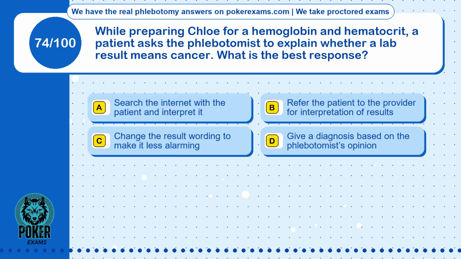Question 74. While preparing Chloe for a hemoglobin and hematocrit, a patient asks the phlebotomist to explain whether a lab result means cancer. What is the best response? Option A, search the internet with the patient and interpret it. Option B, refer the patient to the provider for interpretation of results. Option C, change the result wording to make it less alarming. Option D, give a diagnosis based on the phlebotomist's opinion.